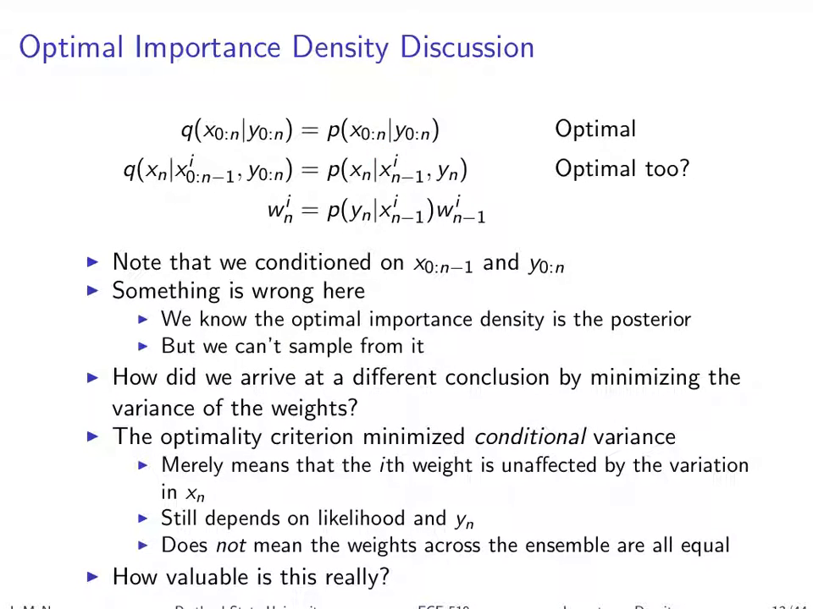I'm sorry, I'm not pointing to the right thing. Choosing the prior turned out to be a good choice, because conditioning on both the state at time n-1 and y of n, this y of n wouldn't have contributed much. In that case, the prior was probably pretty close to what's optimal.